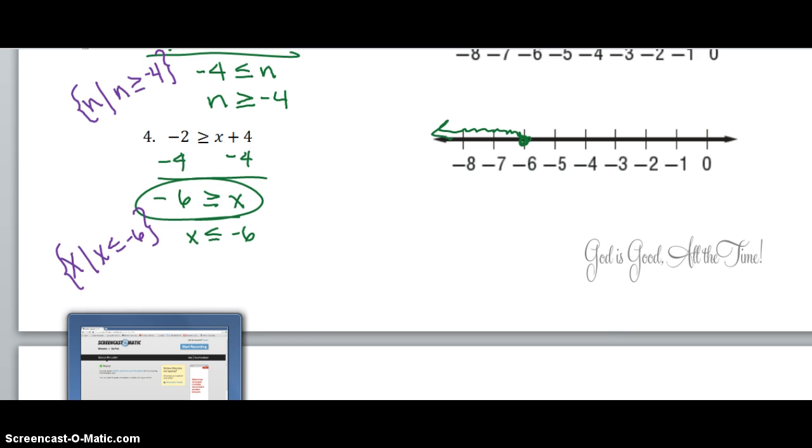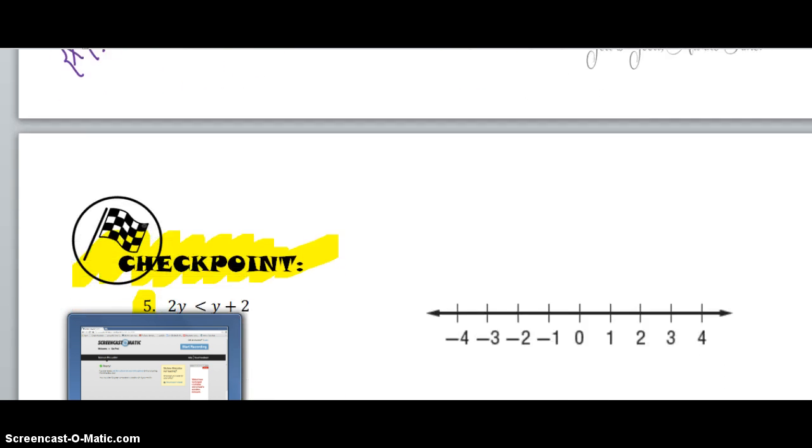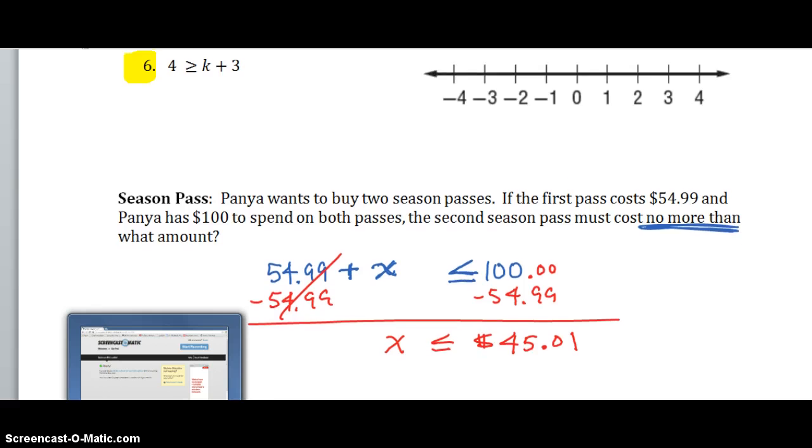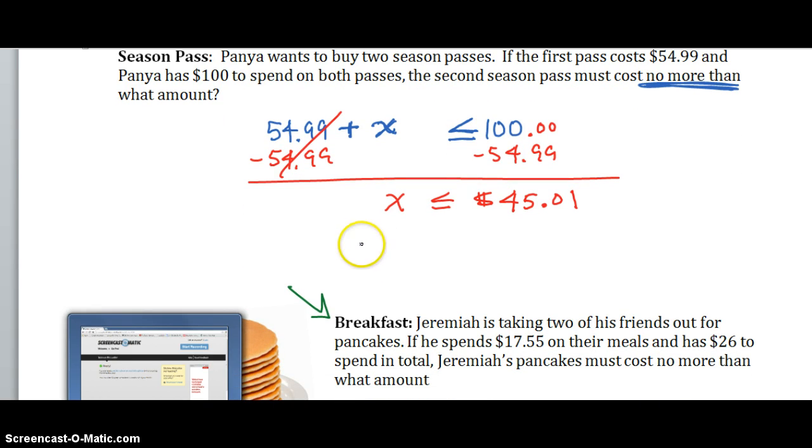Even on our word problems, I need to go and correct those also. So our solution for Pena, her money is X such that X is less than or equal to $45.01. That would be the solution set.